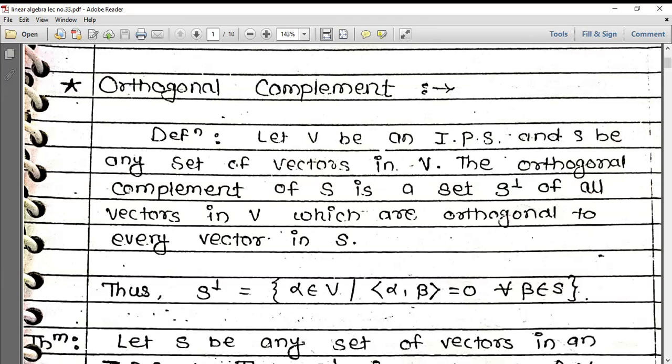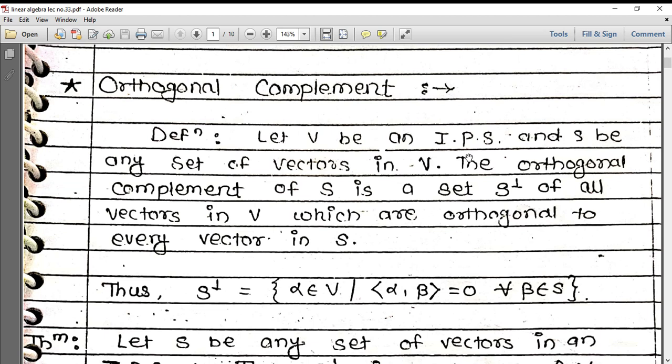Good afternoon, all. In the previous lecture, we saw what an orthogonal set and an orthonormal set are. Today we will discuss what the orthogonal complement is. Let's see the definition.